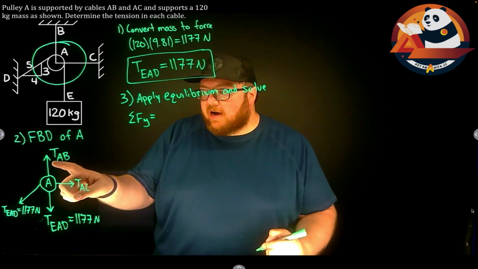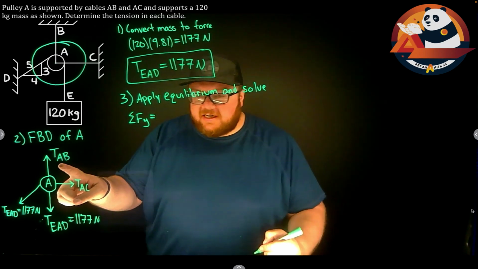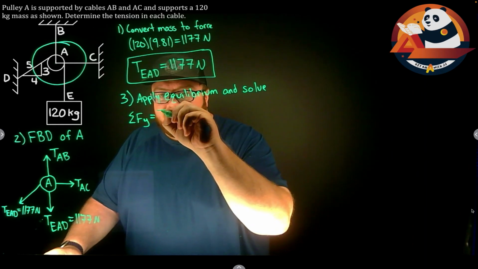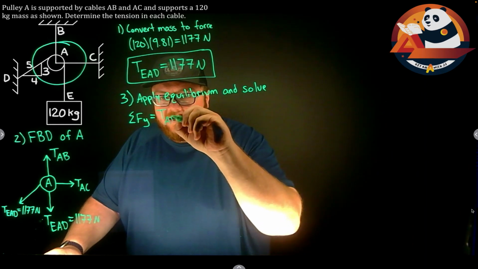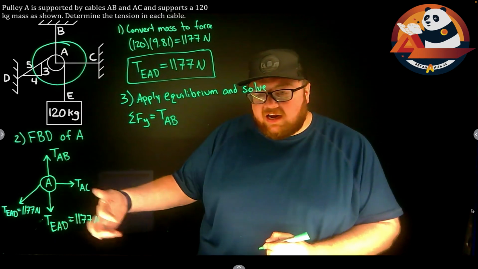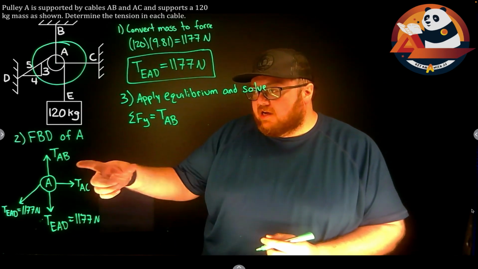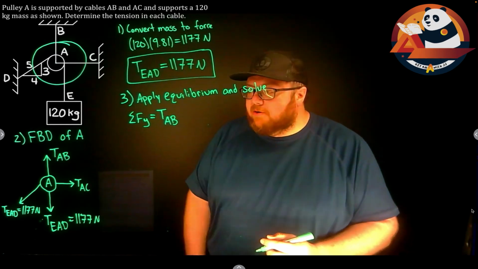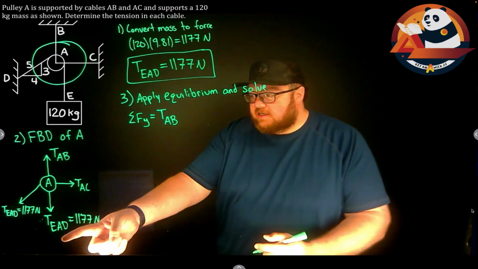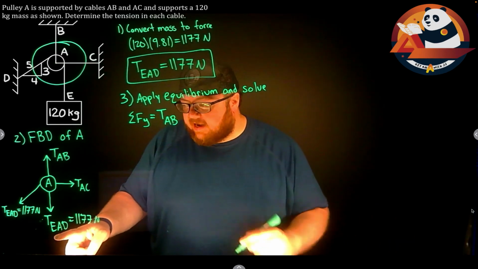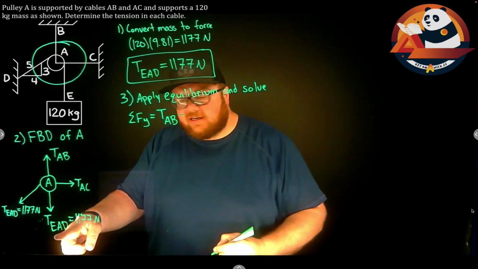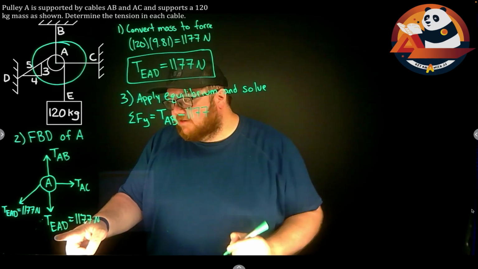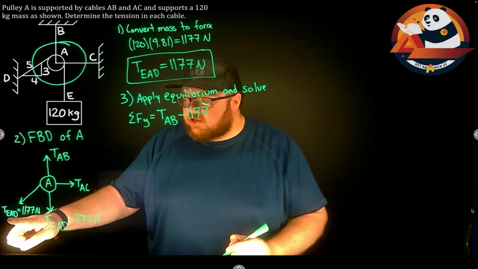So summing forces in the y, we'll just work clockwise around this. I have TAB, it's entirely pointing up, so it's entirely in the y. I can just put the whole thing in here, TAB. I don't need to include an angle or any type of trig identity because it's fully in the y. TAC is only in the x, no y component, so we'll leave it off. TAD right here goes straight down, so subtract that off. Down is in the negative y, so minus 1177.